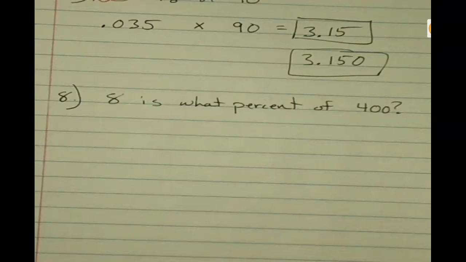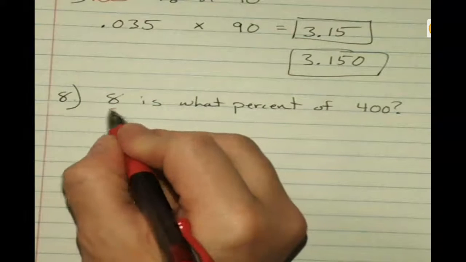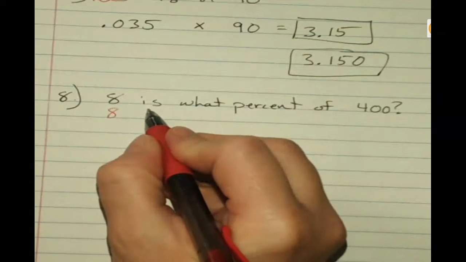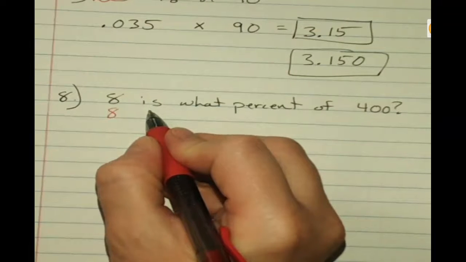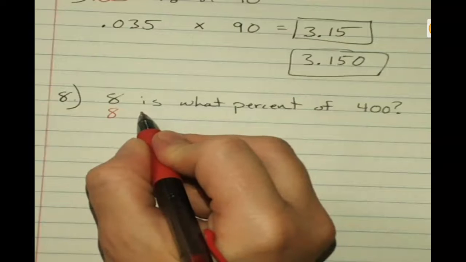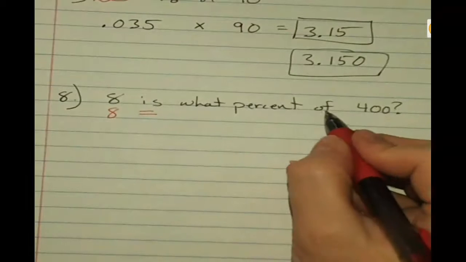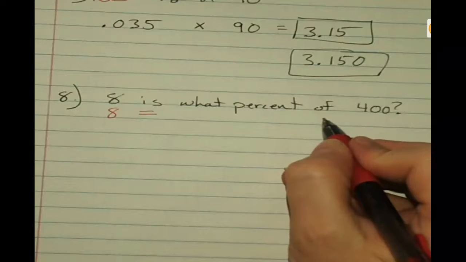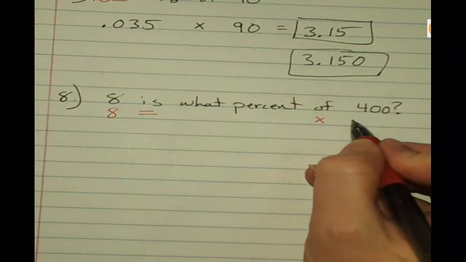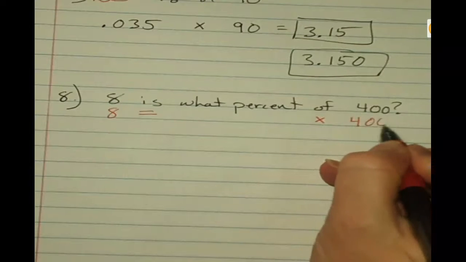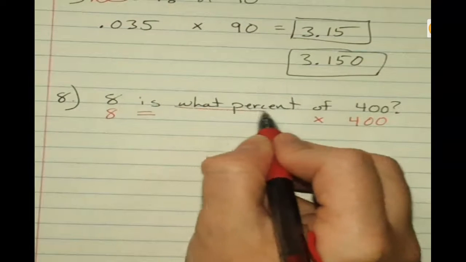And you're going to tell me what to write. Okay, so we're bringing down the 8. And then we would do "is" equals. Yep. What is "of"? Multiplication. And then we bring down the 400. And then what are we looking for?